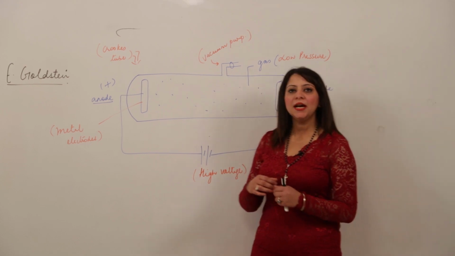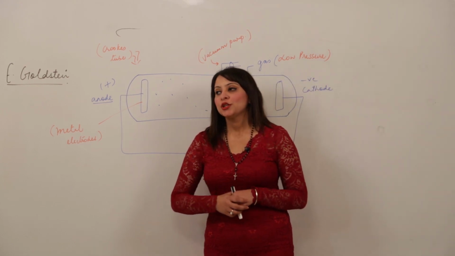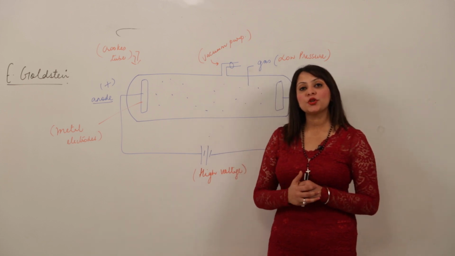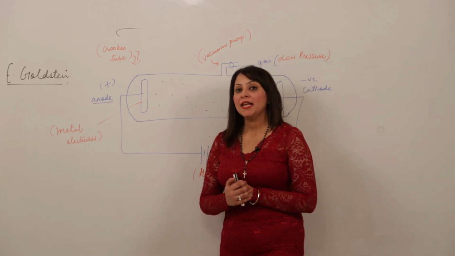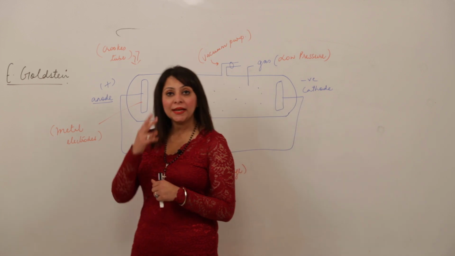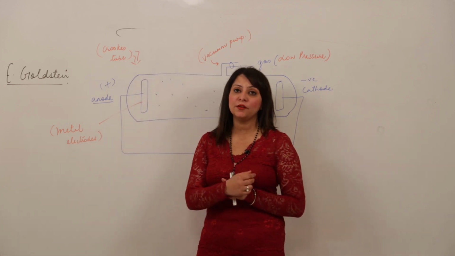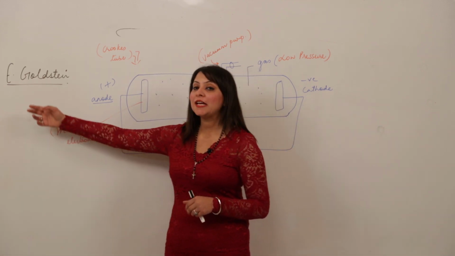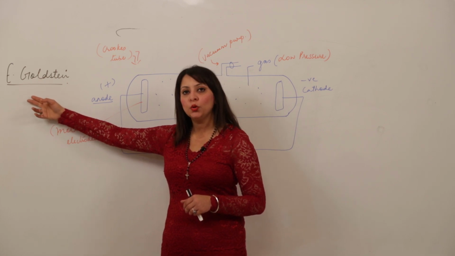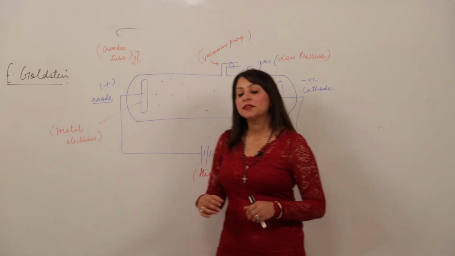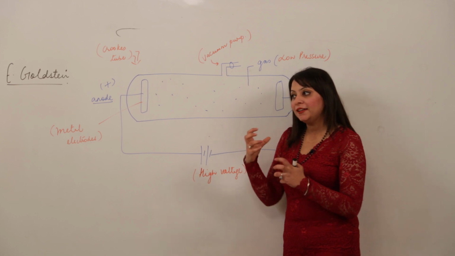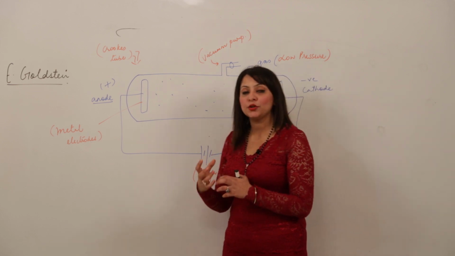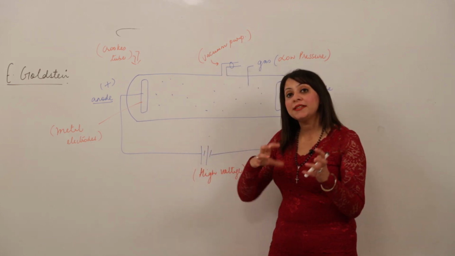Now we are taking up the discovery of the proton. After the discovery of the electron, the proton was discovered. The second subatomic particle was discovered by E. Goldstein. E. Goldstein actually had an idea after the discovery of the electron, that he could use the same apparatus.